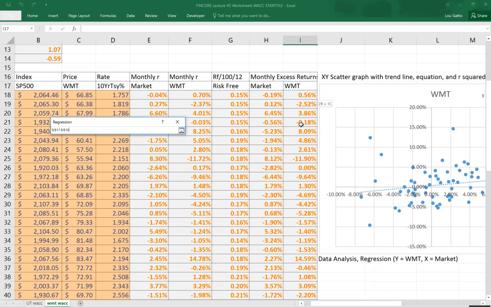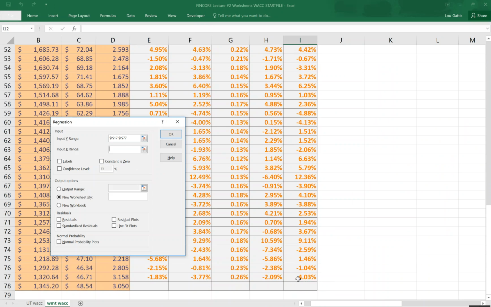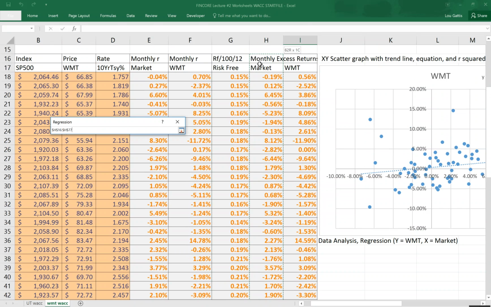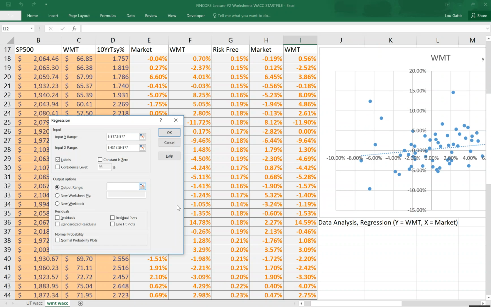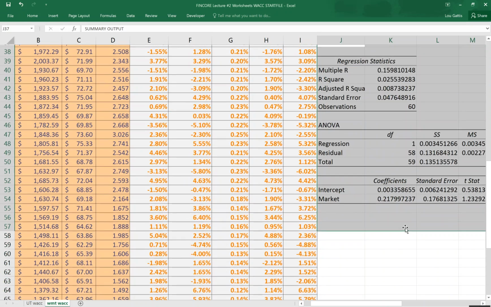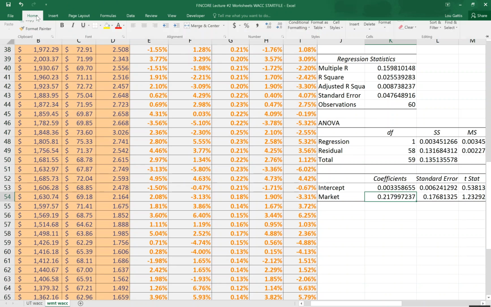I'm going to start with the name Walmart, that label. I'm then going to put in the market as my X variable. I'm going to click on label since my first cell included a name. And I'm going to go to output. I'll just paste it right here. And I'll hit go. There's my exact beta, or slope of the regression line.